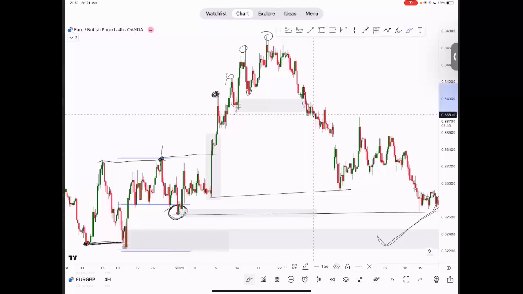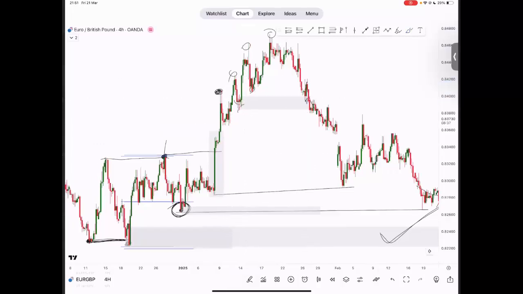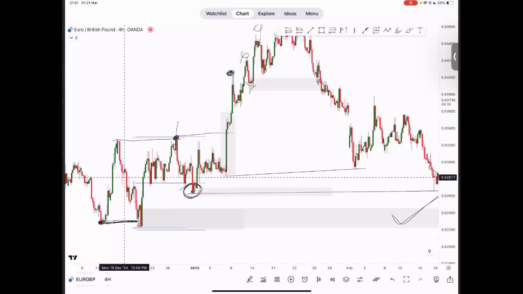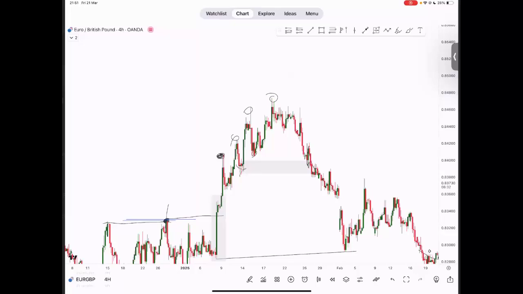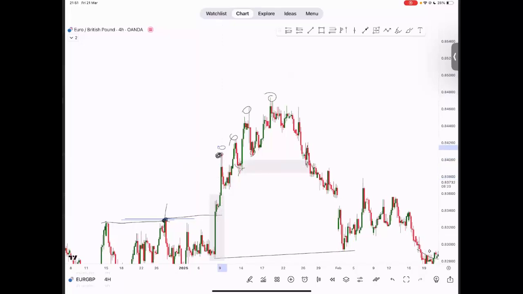If you look at these particular structures, this was the first break of structure. This was the second break of structure. Do you understand? And then the next break of structure did not even pull back at all.